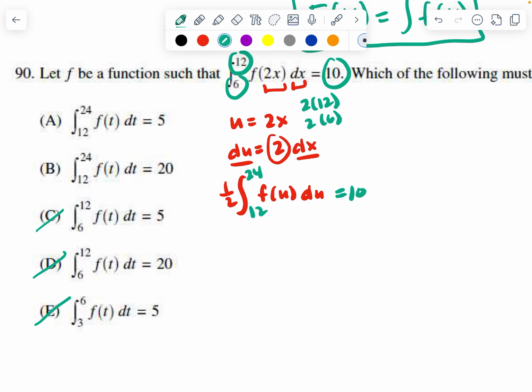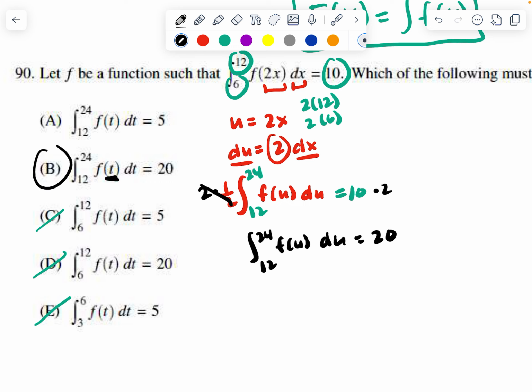How do I get rid of the 1/2 in front? Let's go ahead and multiply by 2. So now I have the integral from 12 to 24 of f of u du equals 20. Okay, now does it matter that this, so this answer is going to be B, right? Does it matter that this is a t and this is a u? No, they did a t substitution instead of a u substitution. It doesn't really matter.